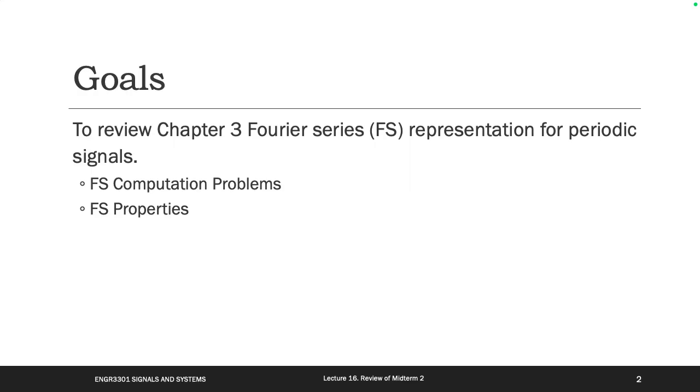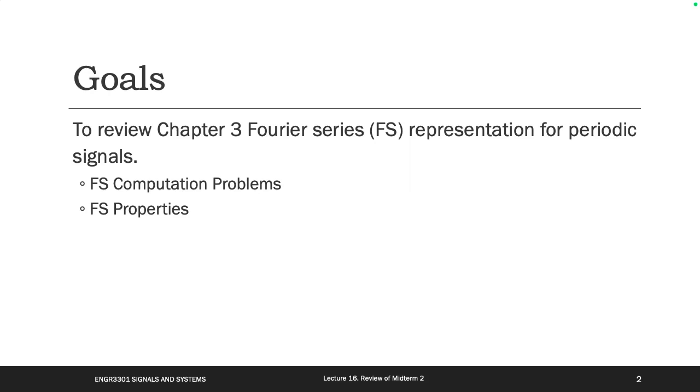In this chapter, we will talk about FS computation problems. Do you remember? We try to find the Fourier series coefficients, and if we know the FS coefficients, we use signal synthesis to represent the signals. Those problems we call FS computation problems.